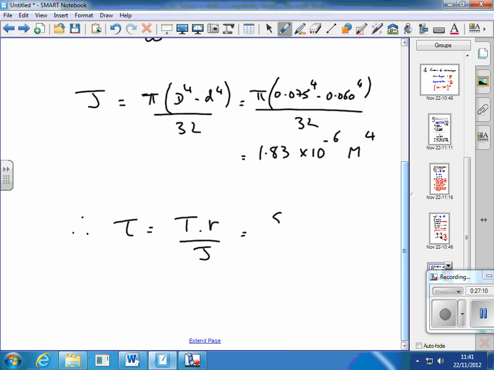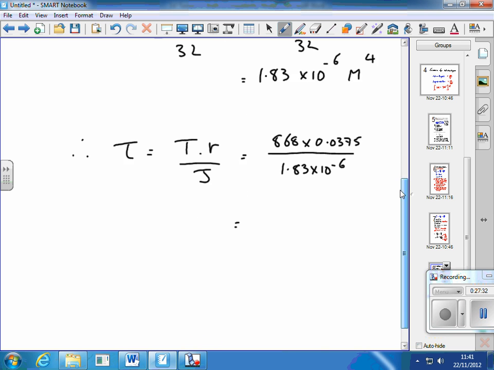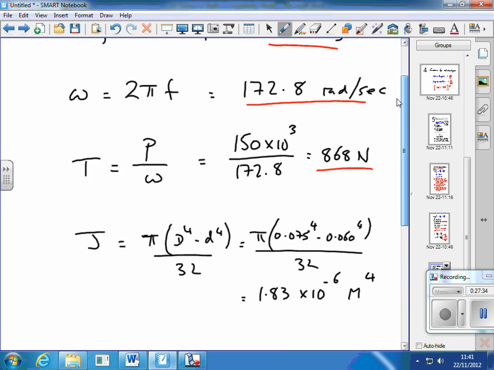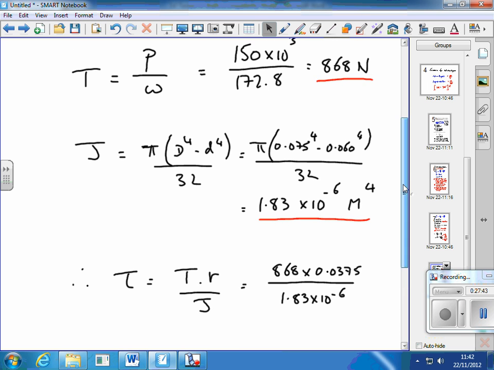So that's 886 times R, which is 0.0375, over J, which is 1.83 times 10 to the minus 6. Sorry, am I going a bit quick? I was just going through it while you were doing it. But if you want to make a note of it. Is that far enough on there?